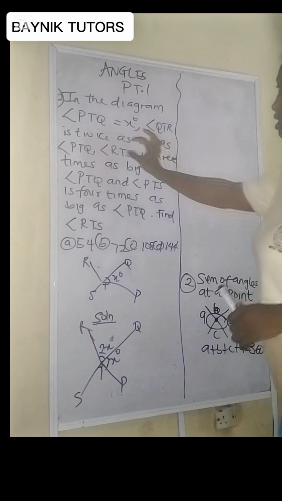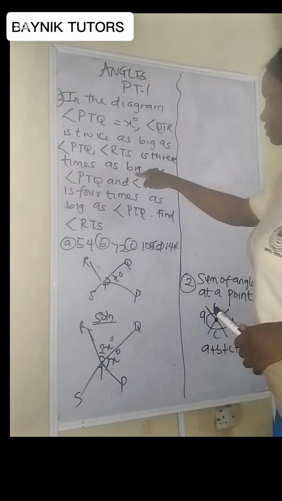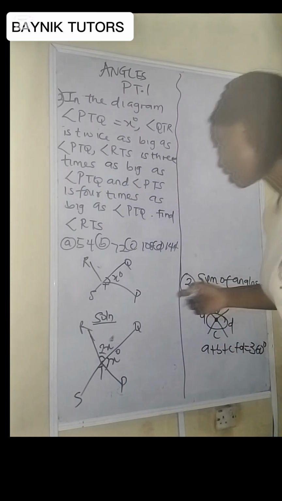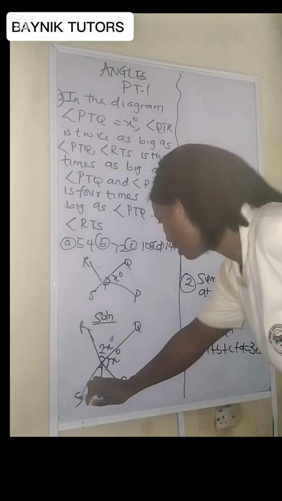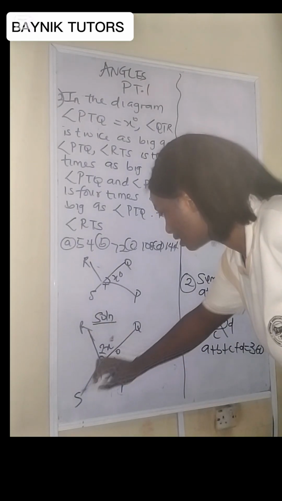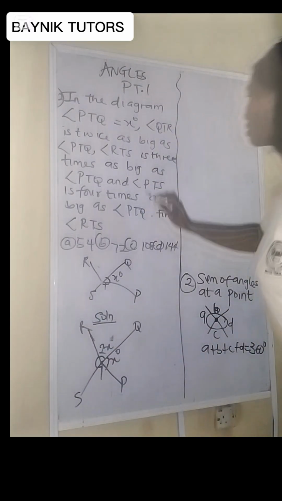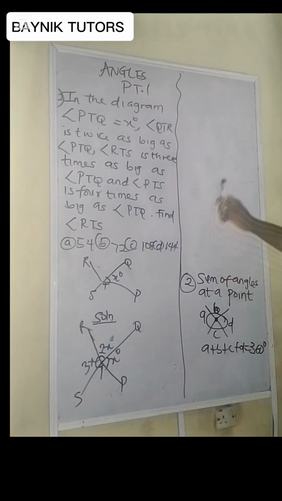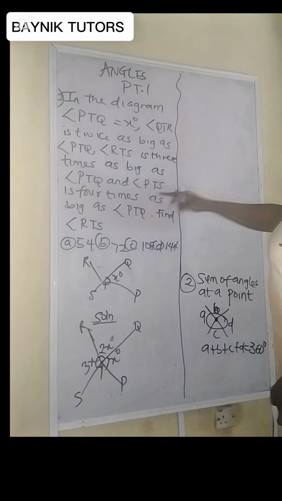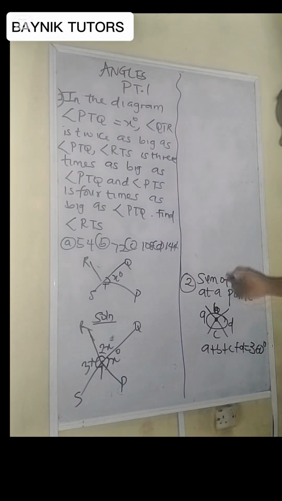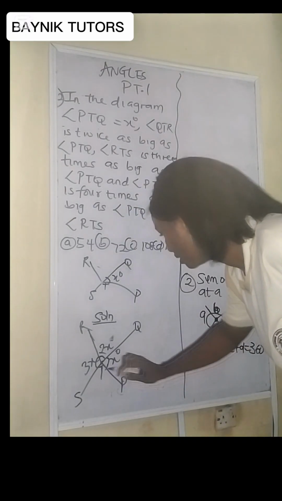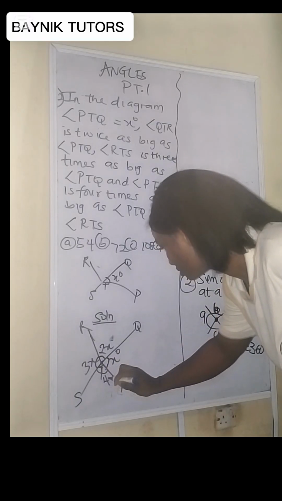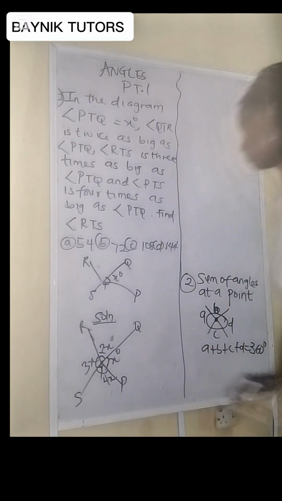So they said angle RTS is 3 times as big as angle PTQ. So it's this side now, is 3 times. That will be 3x. And the last one is angle PTS is 4 times. So this is it, 4x. The T is still there, so I just squeeze it a little.